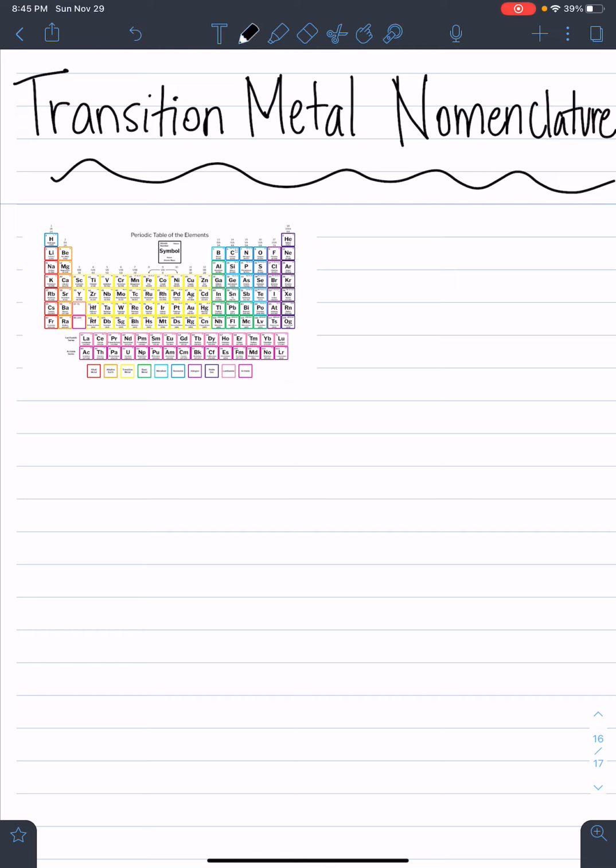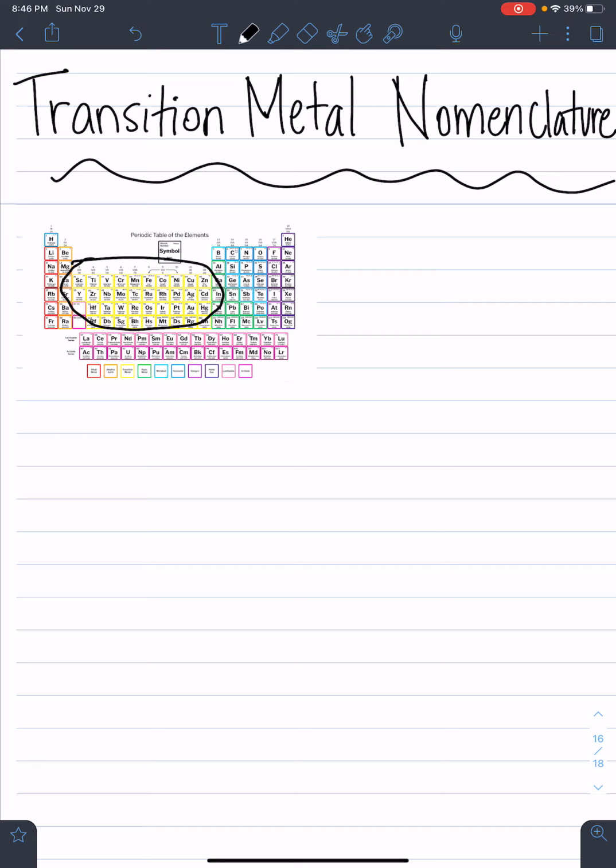While you're doing that, I'll circle what I'm talking about when I say transition metals. Transition metals on your periodic table are these metals that are in the middle part. So whenever you have a compound that has one of those metals in it, it's called a transition metal compound, and we'll have to have a special naming system for them.